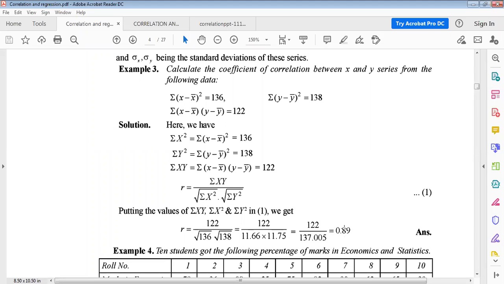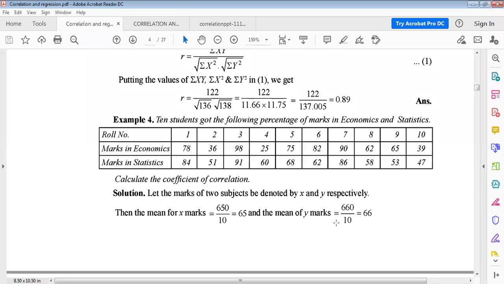Using this formula, R equals 0.89. The R value is positive, and it is greater than 0 and less than 1. So this is a high correlation, and actually a positive correlation. Understand? We have to comment on it. Without a comment, one mark will be deducted. Remember it. So this is a positive correlation, and we have to comment on it.